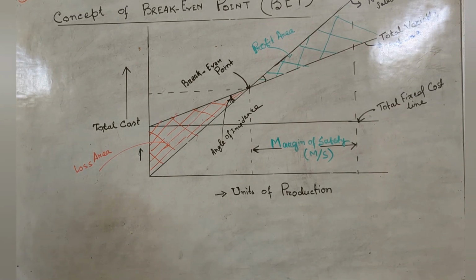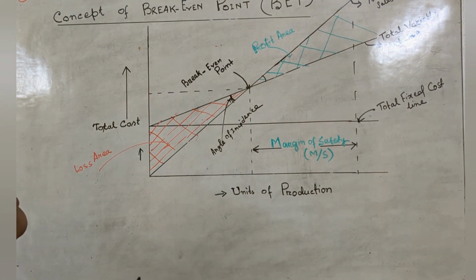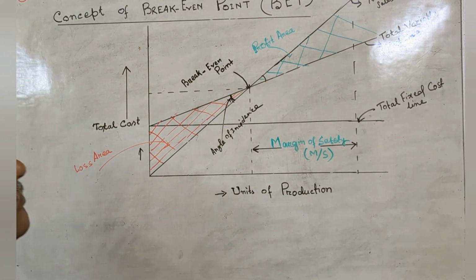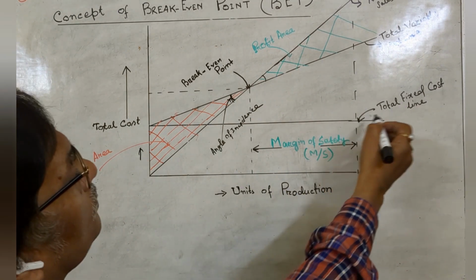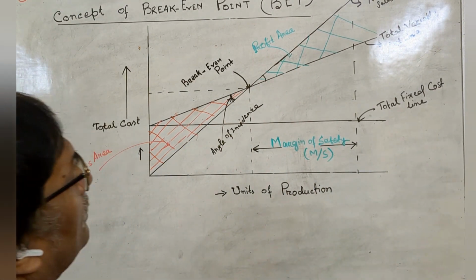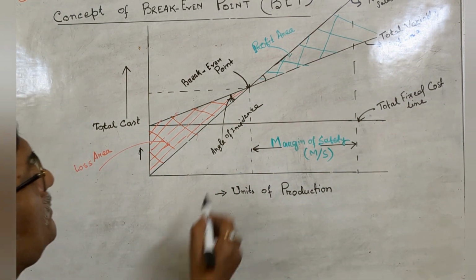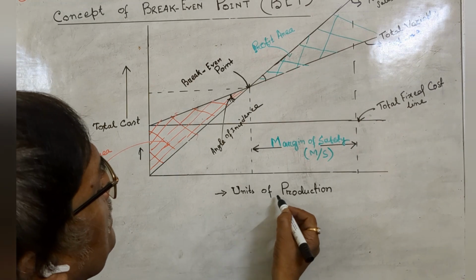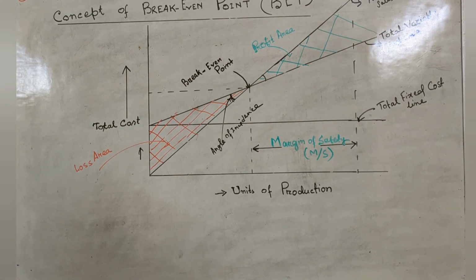Now we are plotting those lines on the same sheet or same paper, and this is the total cost line for any manufacturing unit. This is the total fixed cost line. We have plotted this total fixed cost line. I have already shown that the total fixed cost line is parallel to the x-axis. That means with the increase in units of production, the total fixed cost remains the same.